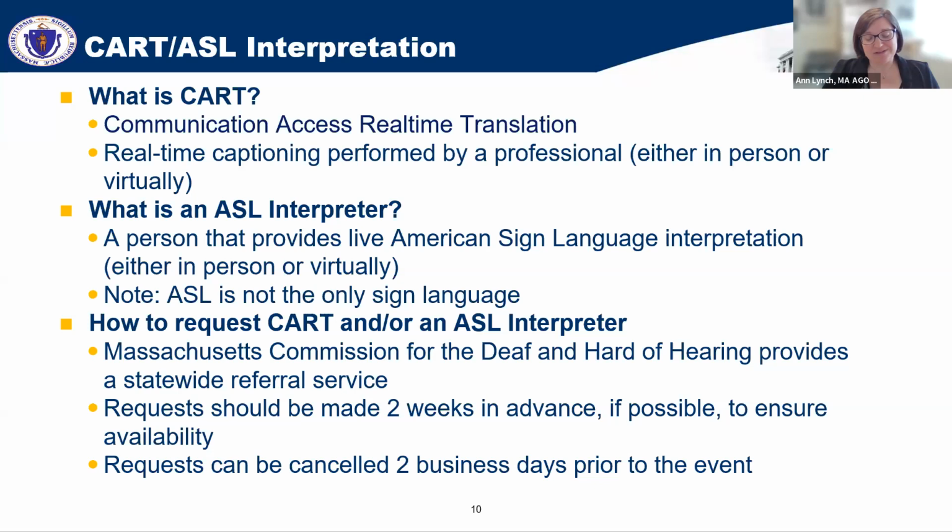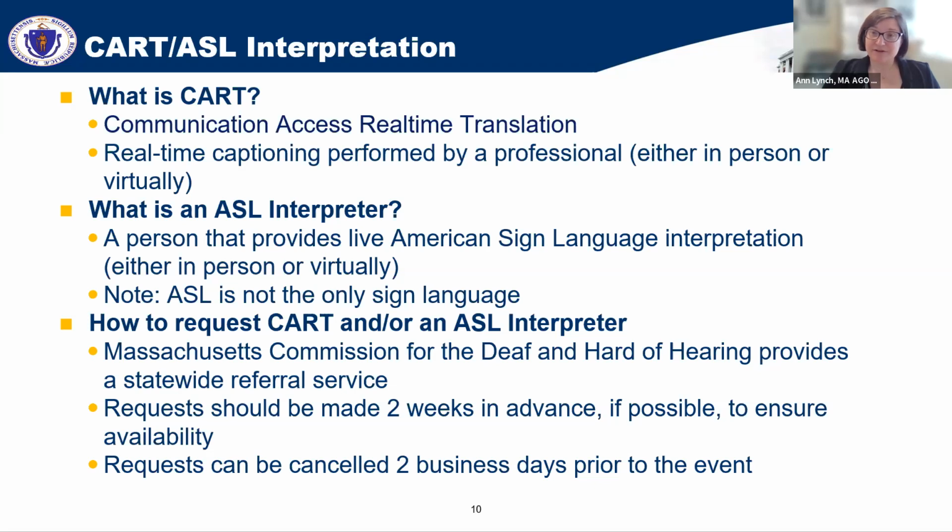Further, as Julia already signaled, there's a real shortage of interpreters and professionals who can provide CART services in the Commonwealth. And because of this, it's really important to get your requests in as soon as possible. And our suggested best practice is really to reserve both of these services as soon as possible for every meeting that either you anticipate significant public participation in, or where you'll have constituents who need these services.